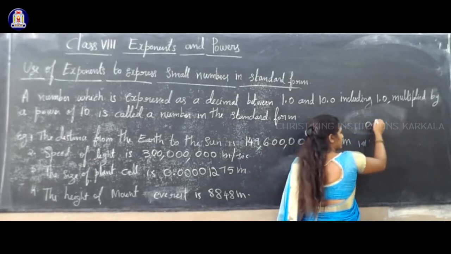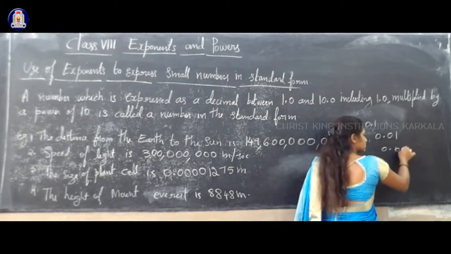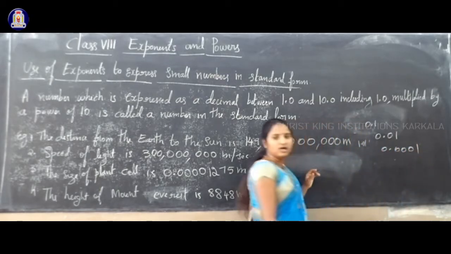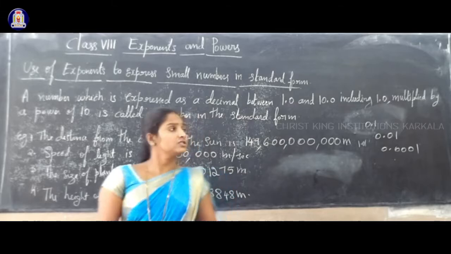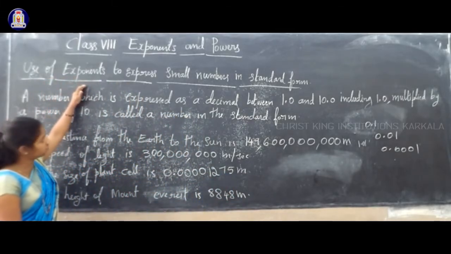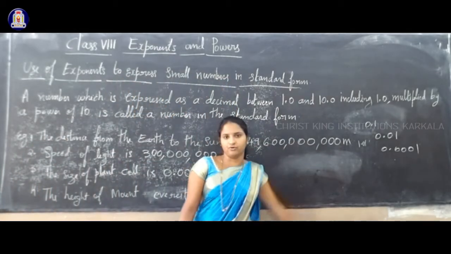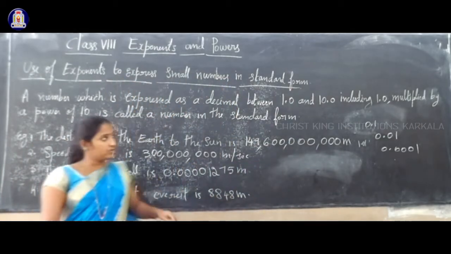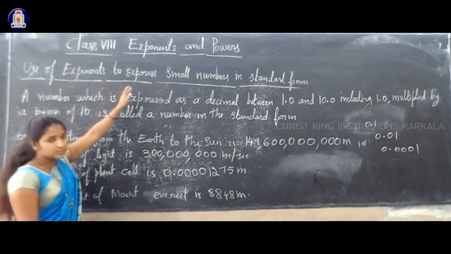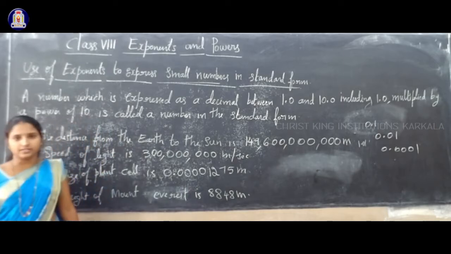So now, the smallest number: 1 is not the smallest number. Below 1, that is 0.1 or maybe 0.01, 0.0001. So these are what? Small numbers. For these small numbers, you have to use exponents to express them in standard form.